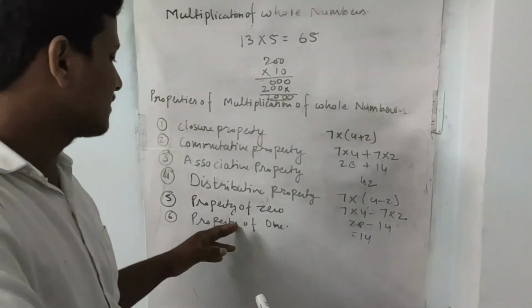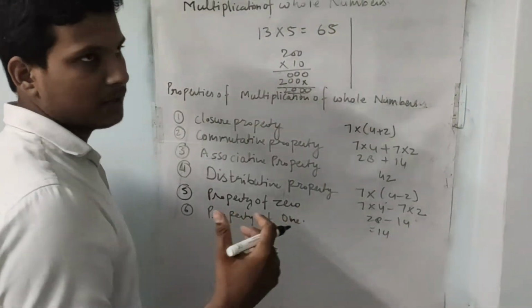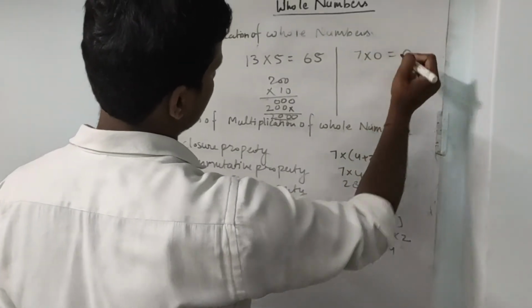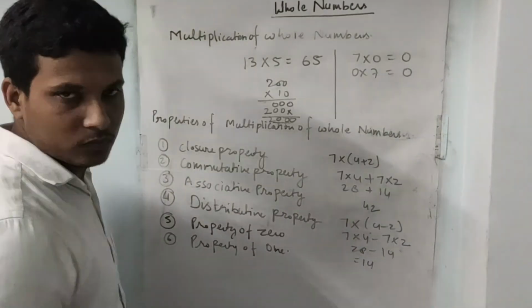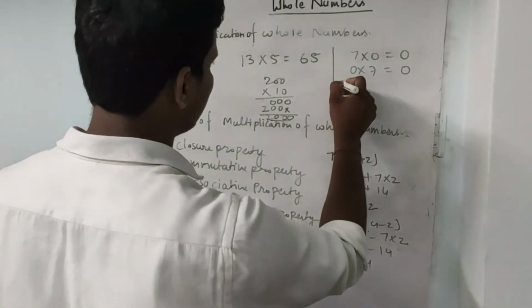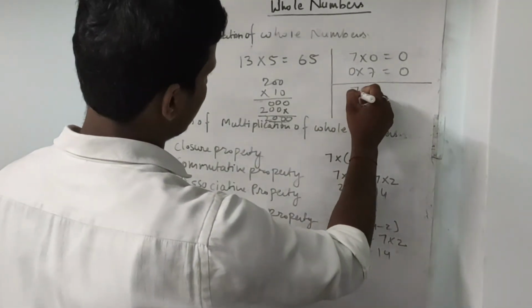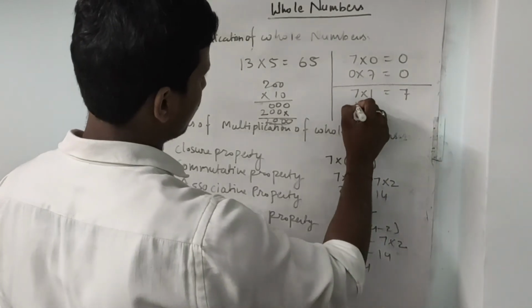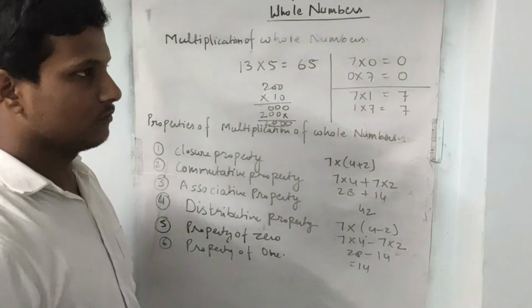The next thing, property of 0. Property of 0 means if any number is multiplied with 0, that will give 0 as a result, or 0 multiplied with any number is 0. That is the basic thing, we know that. Another property, property of 1. If we multiply any number with 1, then it will give the same number, or 1 multiplied with any number will also give the same number.